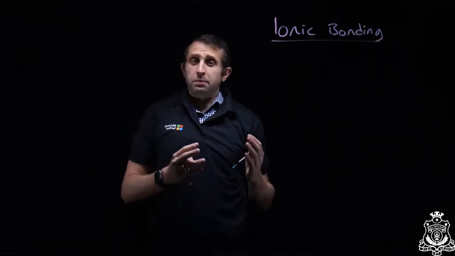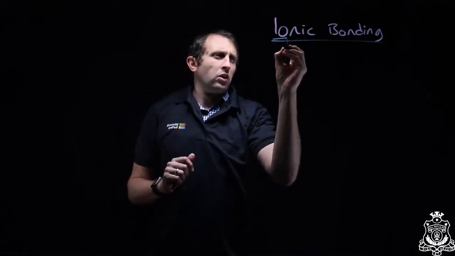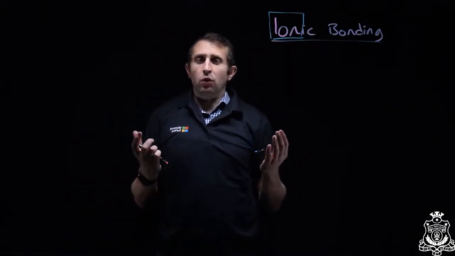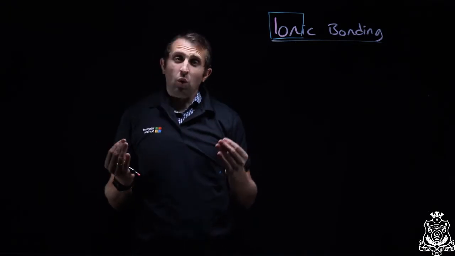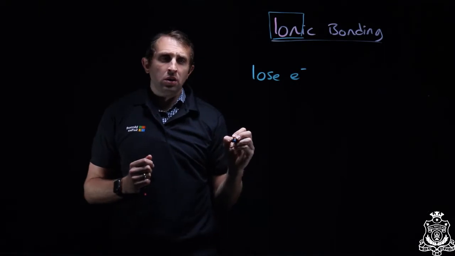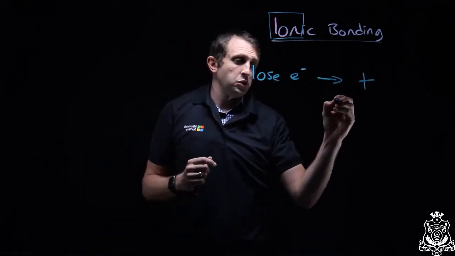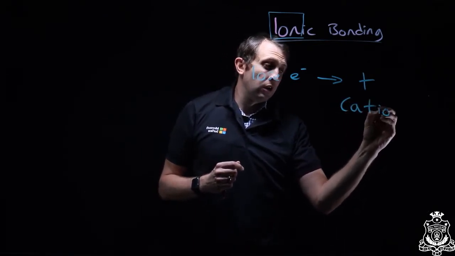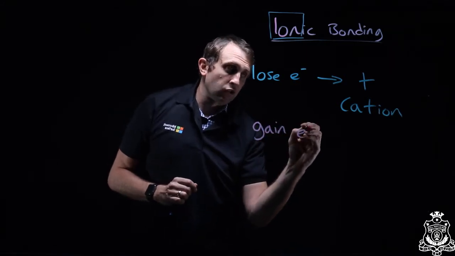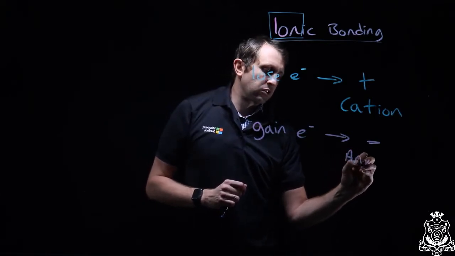So ionic bonding, as I said before, is between a metal and a non-metal. Importantly though, it involves these things called ions. Now if we remember back to ions, ions form when atoms lose or gain electrons. When atoms lose electrons, the atom becomes positively charged, which we call a cation. If atoms gain electrons, they become negatively charged, or we call these anions.